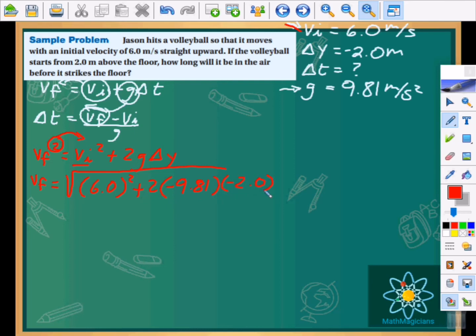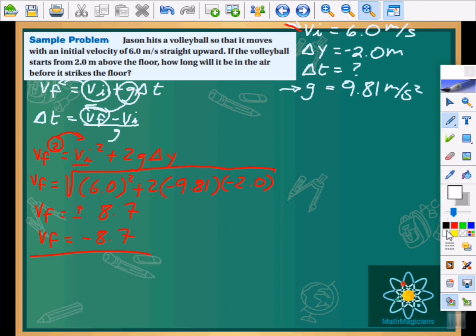plus 2 times gravity, that is 9.81, times your displacement in y, that was also given, 2.0. If you evaluate this with two significant figures, and don't forget that square roots in math always have two possible answers, a positive and a negative. If we evaluate this, we get 8.7 with two significant figures, and because it's moving downward, we choose only the negative sign. That means that your final velocity is negative 8.7. With that, we're going to continue now.